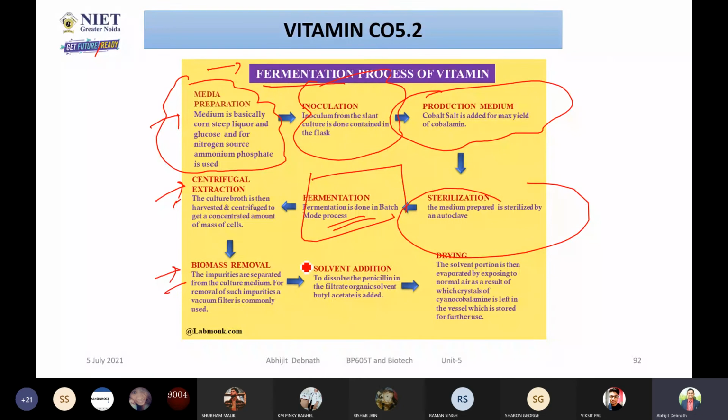Then the biomass you have to remove. Then whatever solvent is formed, you have to dissolve the substance in that solvent, and then dry the substance. This is a simple process. Here I have written penicillin. So in that case you might use the vitamins.